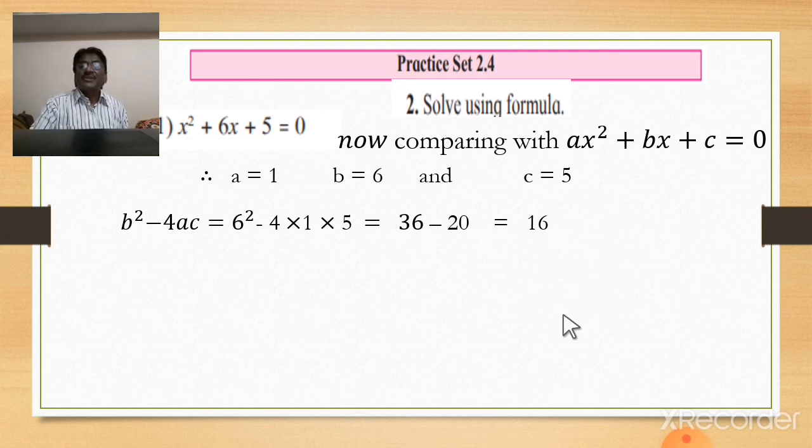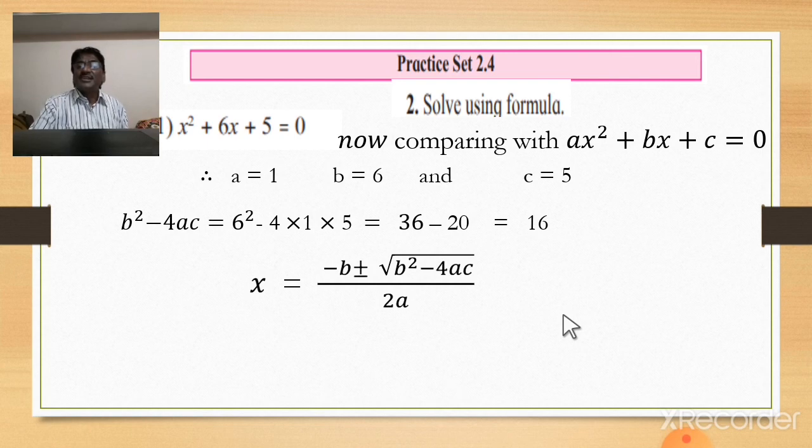Now we have to write the formula x equal to minus b plus minus root of b square minus 4ac upon twice a, and by substituting the values of a, b and c we get minus b means minus 6 plus minus the value of b square minus 4ac is 16. Therefore we get plus minus root 16 and 2 into 1.